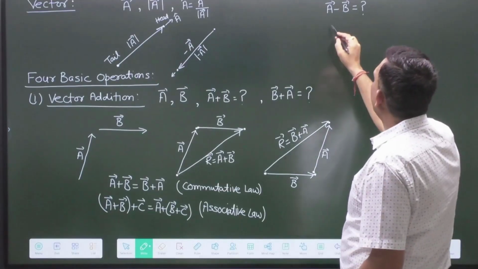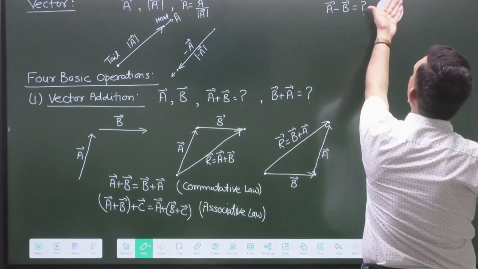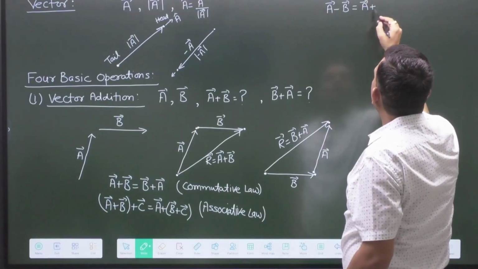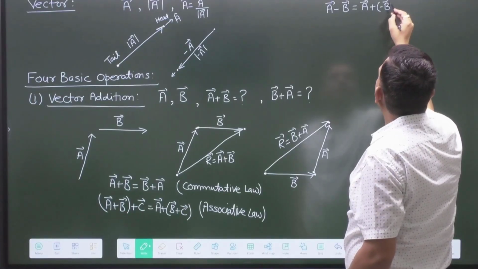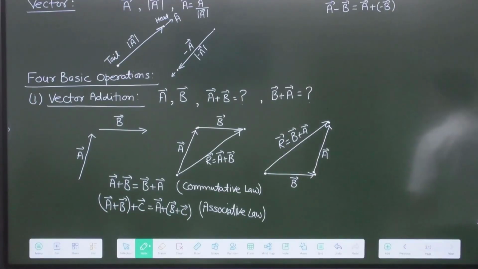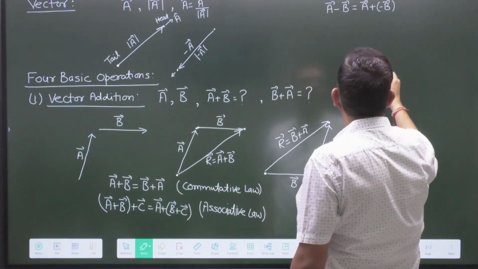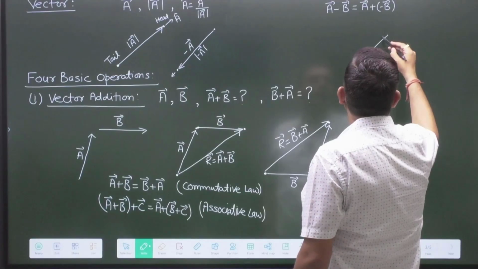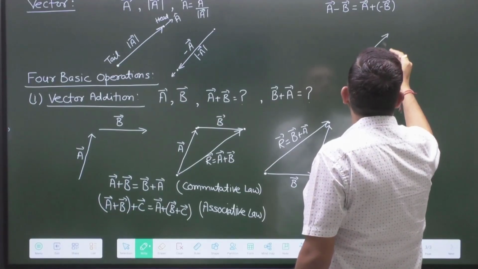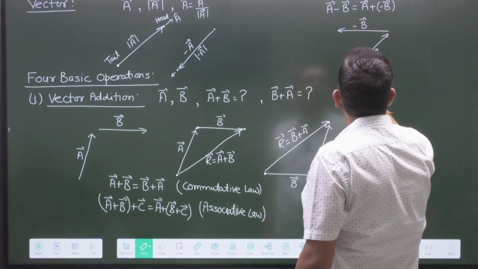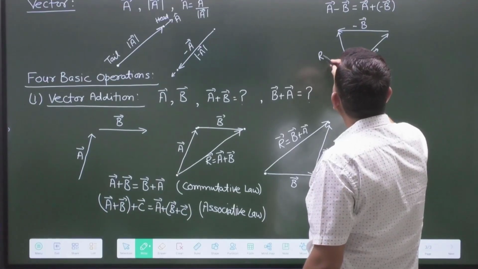So this you can write as simply vector addition with direction of B changed. Subtraction means addition with the direction of B changed. So let's say this is vector A, then this will be vector minus B. So this will be the resultant R, which is A minus B.